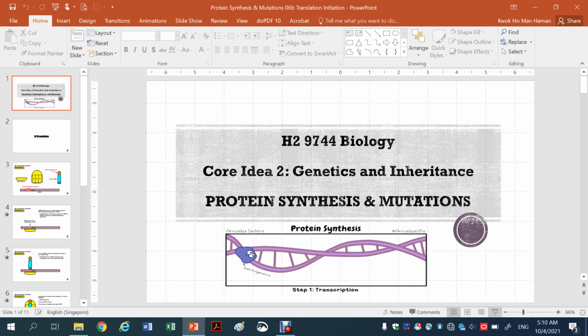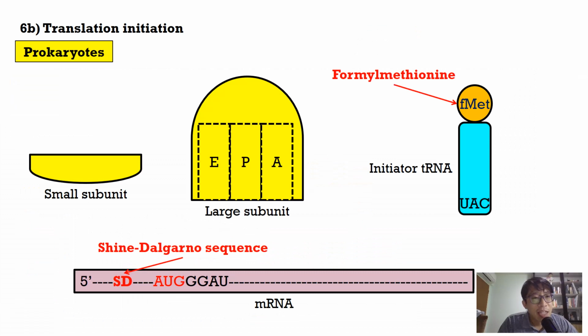Okay, next we'll be looking at how translation is initiated, and the initiation process is a bit different between the prokaryote and eukaryote, so we'll look at them one by one. For the prokaryote, let's look at the players involved. We have the small and large subunit, the 50S large subunit and the 30S small subunit.